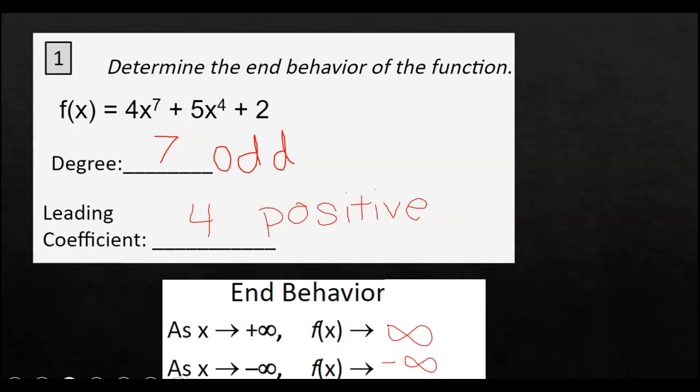If it was an odd negative, let's say instead of that function, we have negative 4x to the 7th, which we have on the next problem. That one would be x is positive infinity, f of x is negative infinity. What would that graph look like?